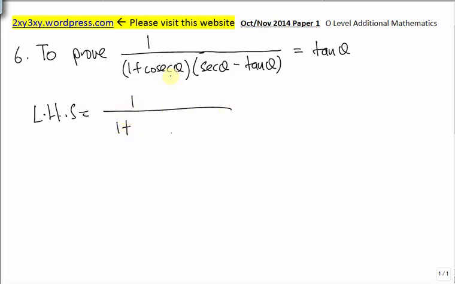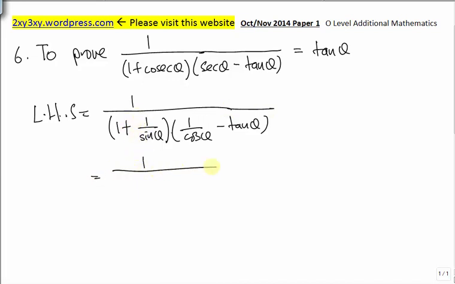Now when we see cosecant, secant, normally we would like to change it to sine and cosine. So cosecant will be 1 over sine, and secant is actually 1 over cosine. Okay, let me simplify this expression here.